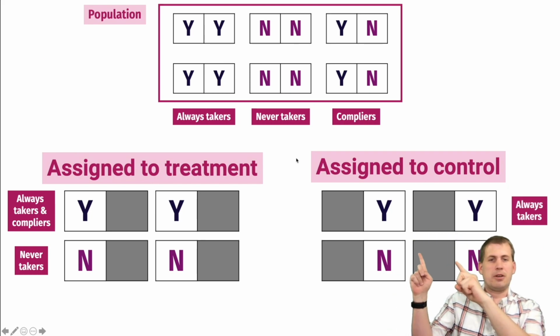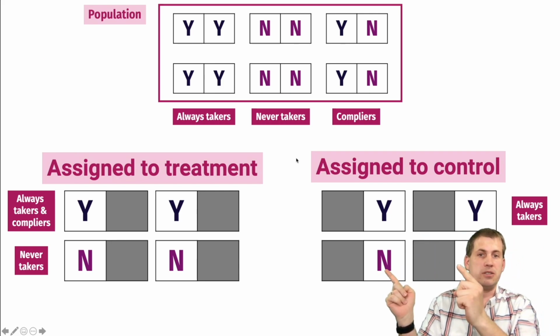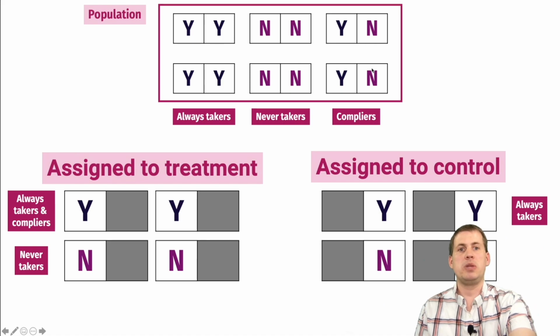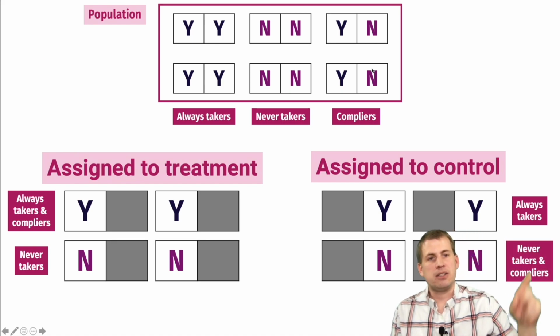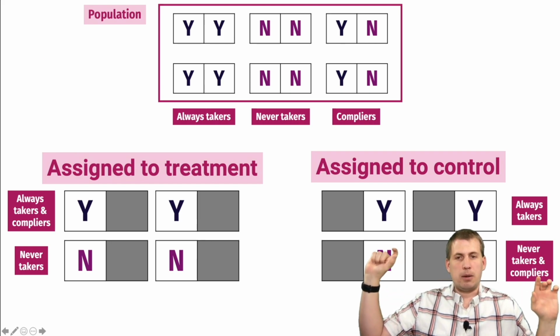These people here, though, that were assigned to control and didn't do it, some of them didn't do it because they're never takers and they wouldn't have done it anyway. And some of them didn't do it because they were obedient and they complied. And so here we have our never takers and our compliers.